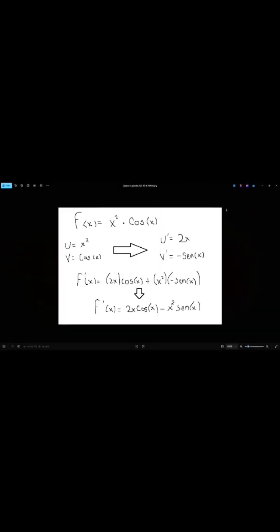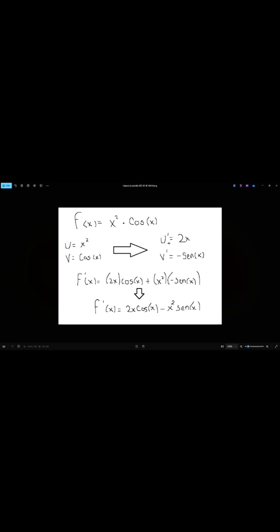Now we have one example of this. This example says that f of x equals x squared times cosine of x. The first step is to identify the two functions. In this case, u of x equals x squared, and v of x equals cosine of x. And the second step is to find the derivatives. The u prime of x equals 2x, and the v prime of x equals negative sine of x.